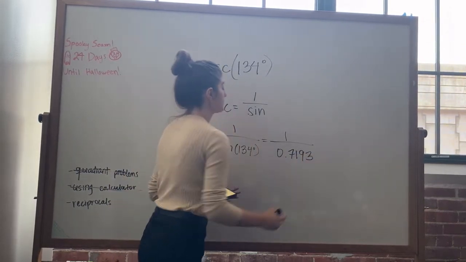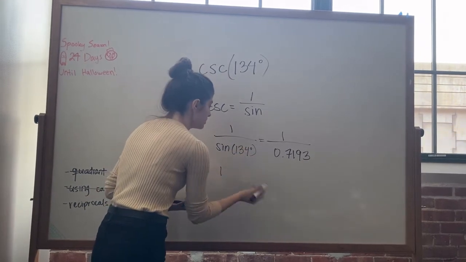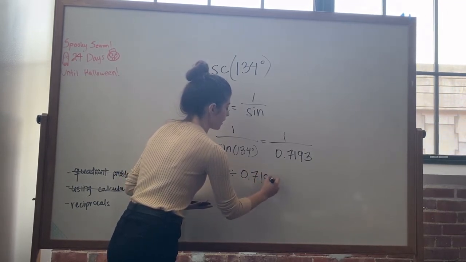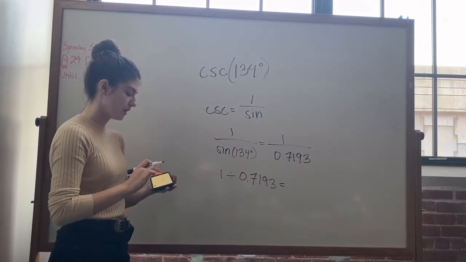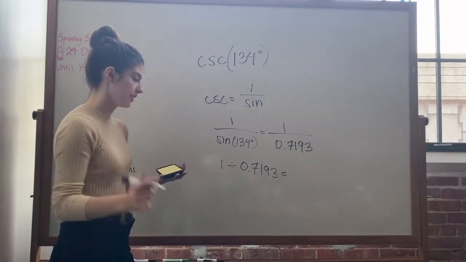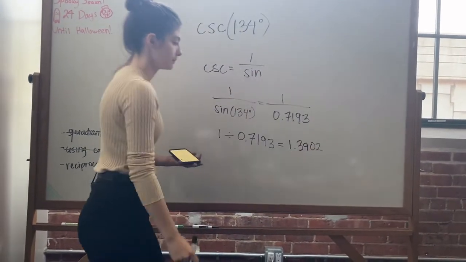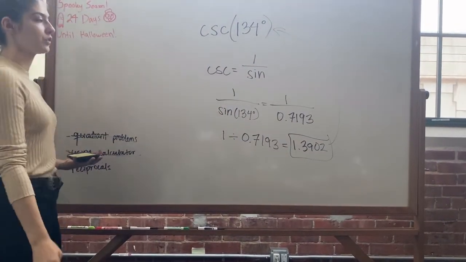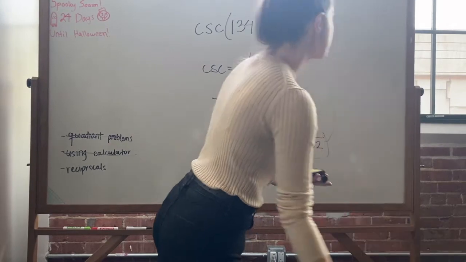3. Let's add it. So another way to write this out, in case it makes it easier for you to visualize, 1 divided by 0.7193. This is how you can type that into your calculator. When you do that, 1 divided by 0.7193, you're going to get 1.3902. That's it. That is your answer for cosecant of 134 degrees. Simple.